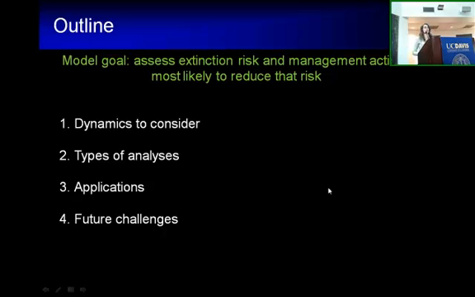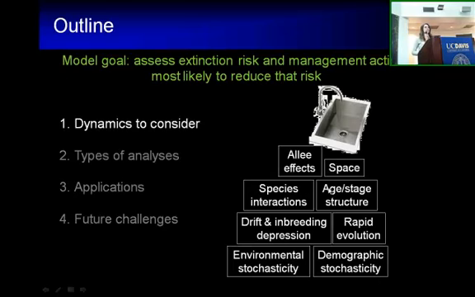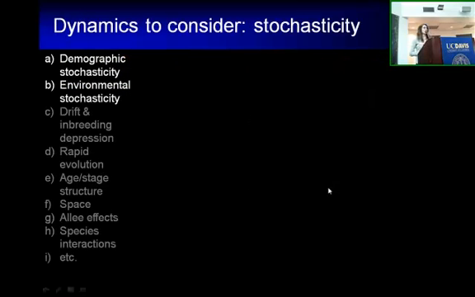And there are a lot of dynamics we could possibly consider. I'm going to give a bit of a whirlwind tour, but the question I'm going to ask is, how do we avoid throwing in everything but the kitchen sink? How do we decide when and when not to put in some of these dynamics? So, starting off with stochasticity. Stochasticity is often divided into two major categories.